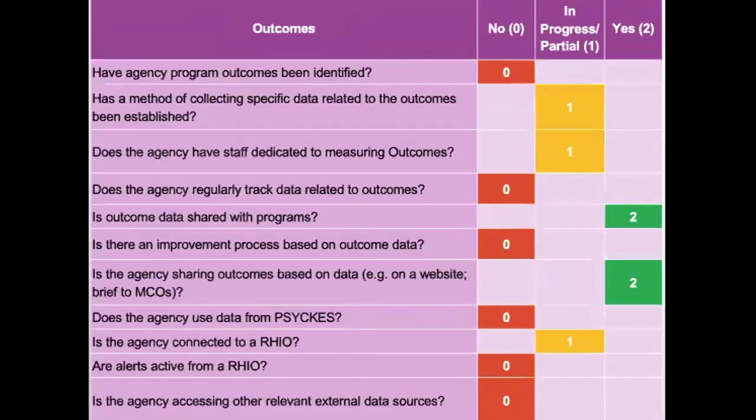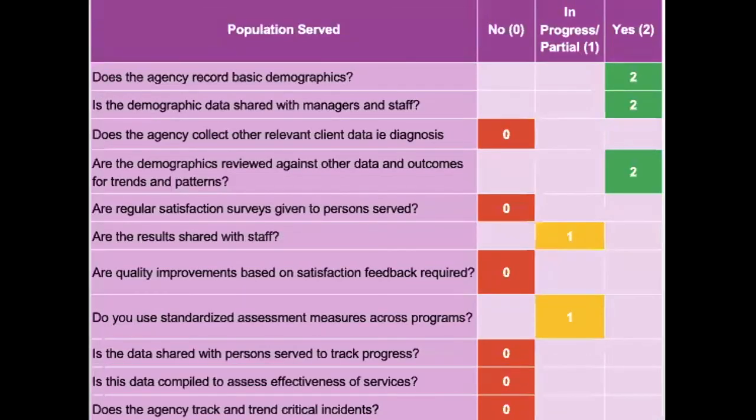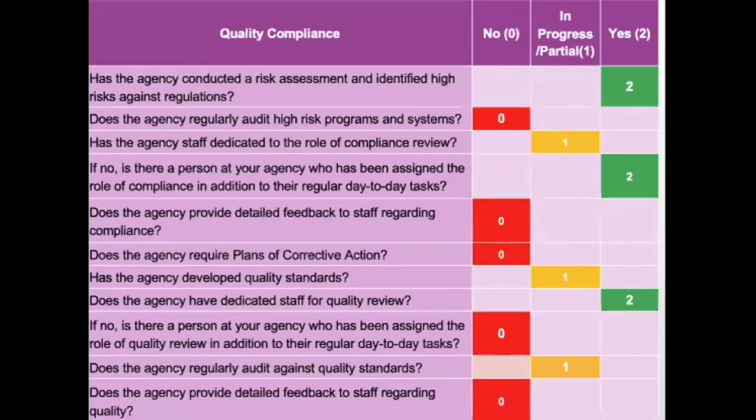So if you can just go back. So sorry, Ashley, you can go back to the quality. Thank you. So the quality compliance starts off by saying, have you done a risk assessment and identified high needs areas that need to be audited? And then have you put in place an audit system to be able to audit against those high risks? And are those findings being given to the staff, the managers who need them to be able to make plans of corrective actions?